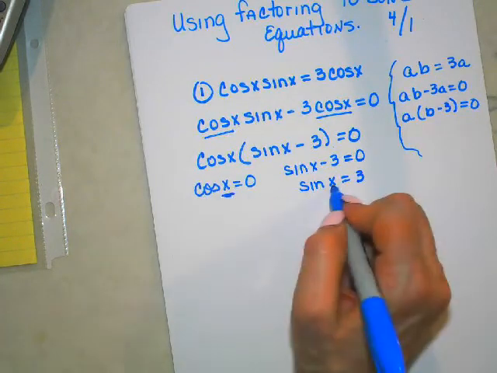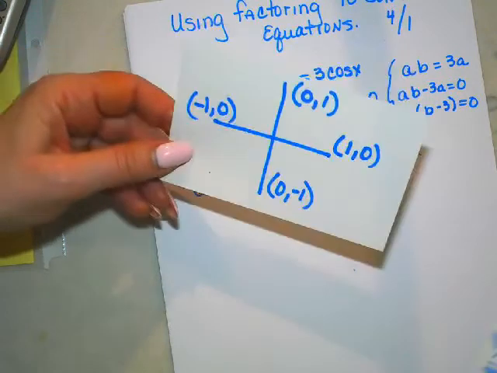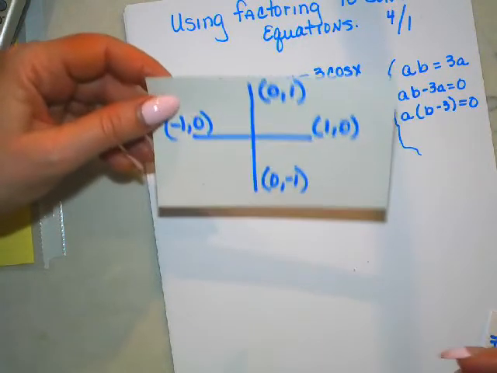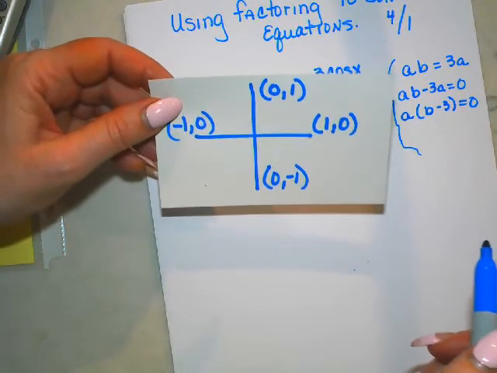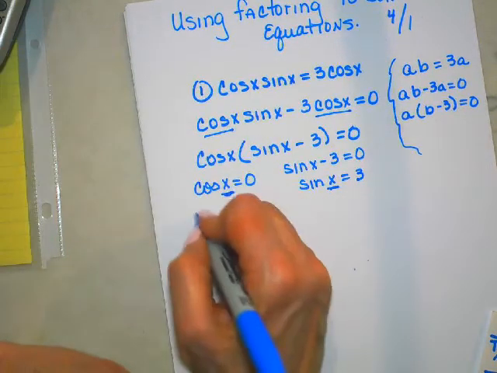Now this isn't over. You still have to solve for the x, or the variable, or theta, whatever they're looking for. Right now I need to know what angle has a cosine of 0. So I'll go to my little index cards. This one's a quadrantal. I know cosine is your x value. Which angle has a cosine of 0? It's pi over 2 and 3 pi over 2.